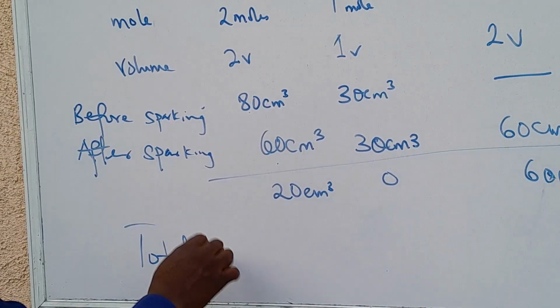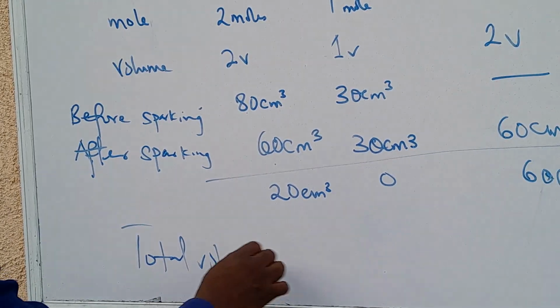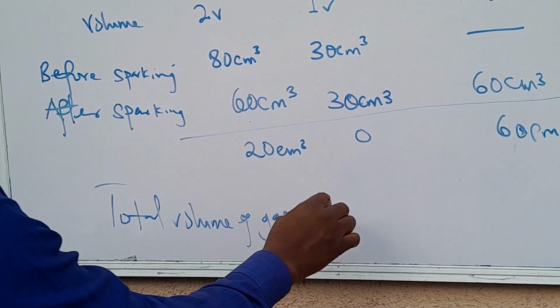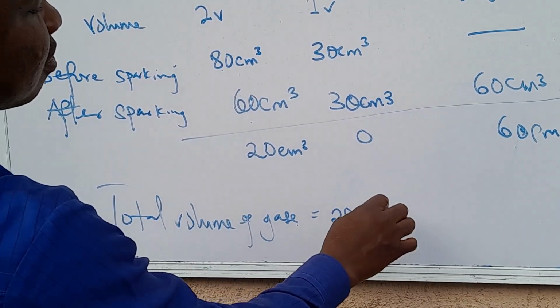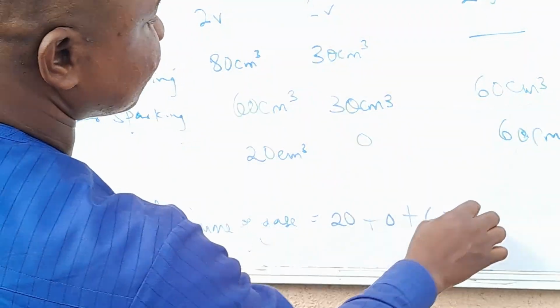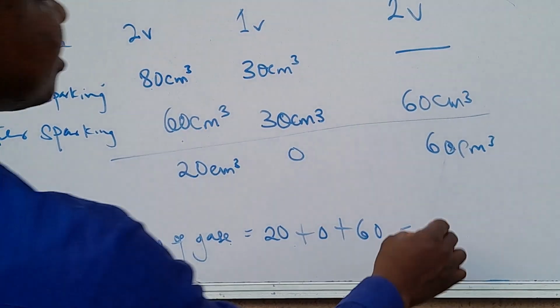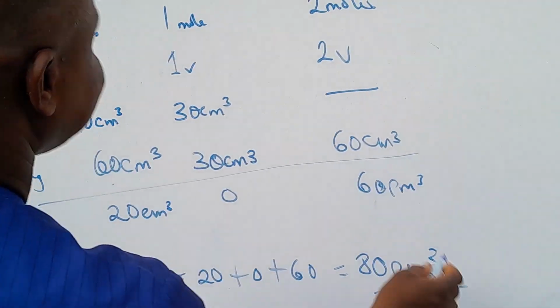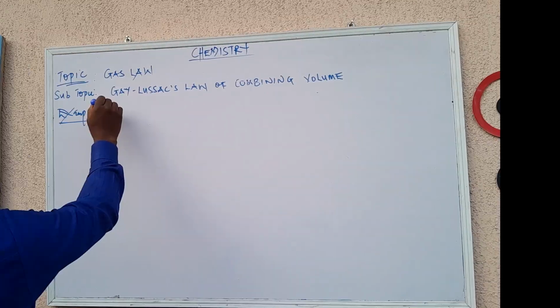Total volume of the gas, we have 20 plus 0 plus 60. Total volume of the gas in this reaction is 80 cm cube. Did example 2.